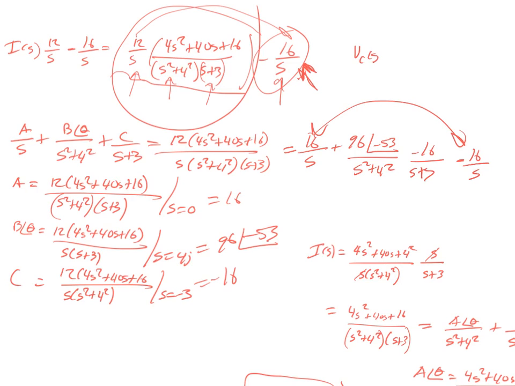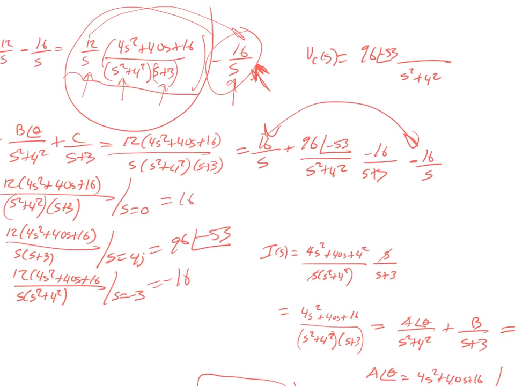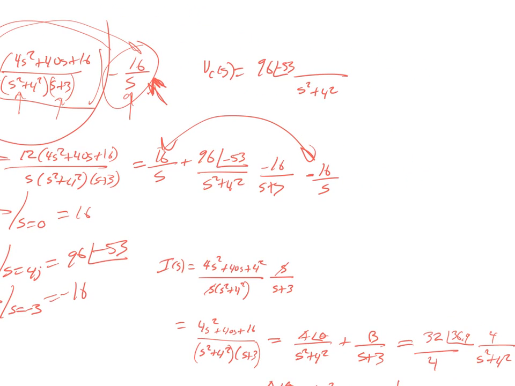So my VC of S is going to be equal to 96 at an angle of minus 53 over S squared plus 4 squared, and then minus 16 times 1 over S plus 3. So now my VC of t, because this has to be omega, I need 4 here and 4 there. So 96 divided by 4 is 24 sine of 4t minus 53 minus 16 e to the minus 3t.